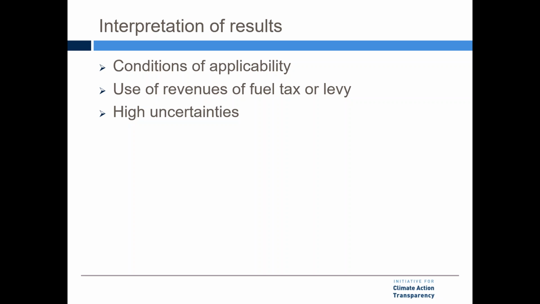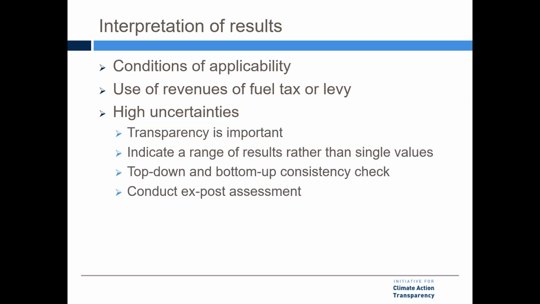And finally, there are high uncertainties. I have mentioned this several times, but it's really important. So you need to estimate activity data and emission factors, and also those price elasticities. So because of that, it's really important that you are transparent when you do this assessment. You need to show what data you have been using, and if you can, you need to show what uncertainties are afflicted to this data.